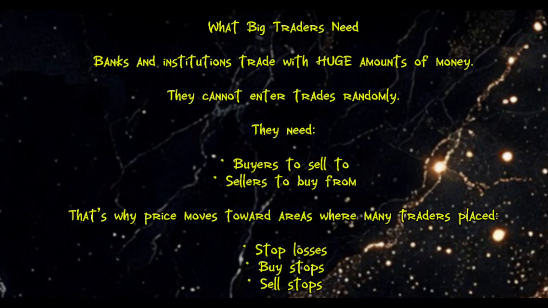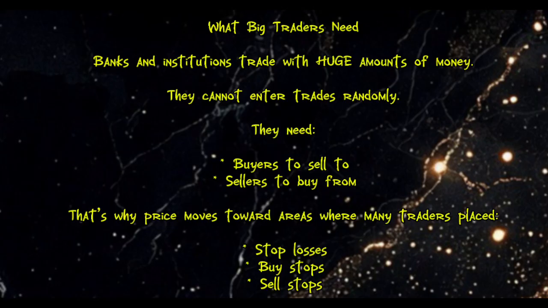Moving forward, we want to know what big traders need. And who are the big traders? Just like we said in our last class yesterday, the big traders are the banks, institutions, hedge funds, and so on. So they trade with huge amounts of money. They cannot enter trade randomly. And what do they need? They need buyers to sell to, and they need sellers to buy from. So what comes to your mind right now? I'm sure you are getting this point.